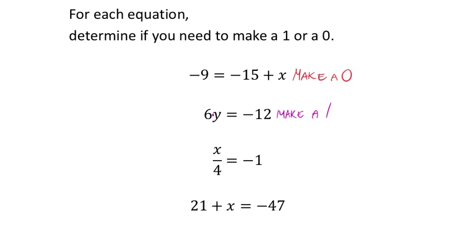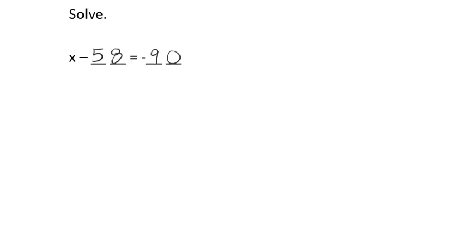The next one, x divided by 4 equals -1. Well, there's division right there. So since there's division, that means we would need to make a 1. And then the last one here, again, you could say it's adding the x, but the 21's positive, so it's still addition. So for this one, we make a 0.